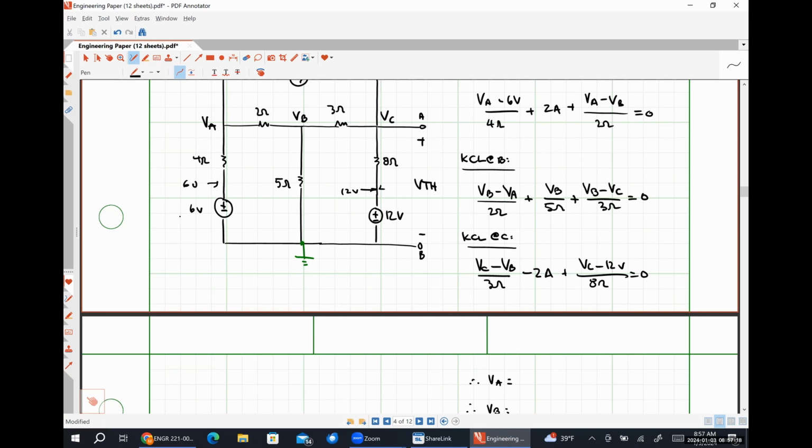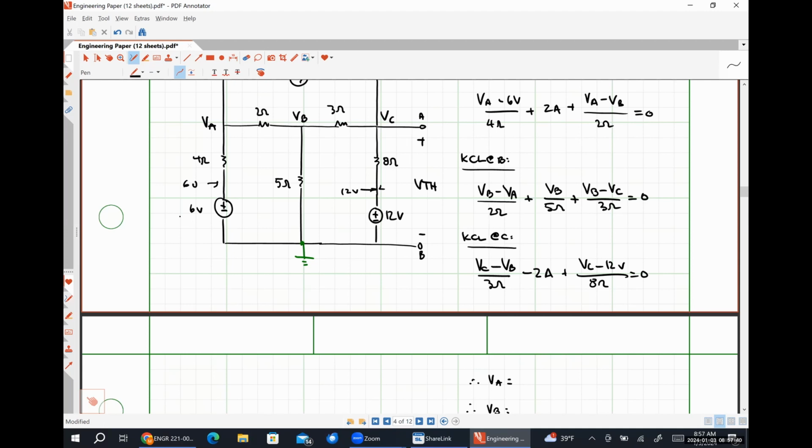I actually made a mistake in my first equation. I said my constant term was going to be 2 plus 6 over 4, but it should be negative 2 plus 6 over 4, because I forgot to change the sign on that 2 when I moved it to the other side. So let me fix that: negative 2 plus 6 over 4. All right, sorry about that.